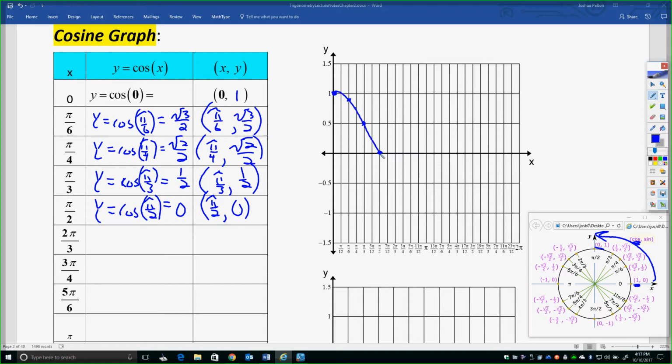Then the next quadrant, it's going to be negative, positive. So now my cosine is going to be negative. And then I get down to the next quadrant, negative, negative. My cosine's negative again. And then I end with positive, negative. So it's going to end positive. Okay, so it repeats itself, but now we're going to be negative. So we have y equals cosine of 2 pi over 3. That's going to be the negative 1/2. So 2 pi over 3 is negative 1/2.